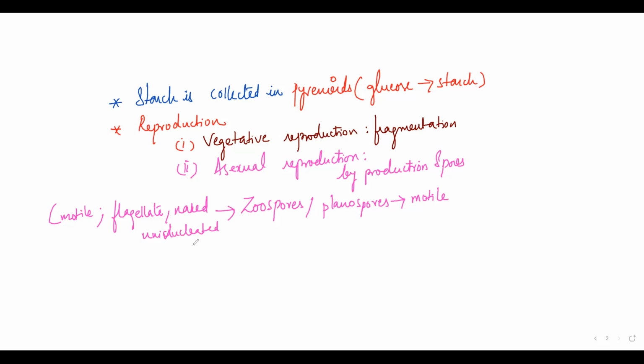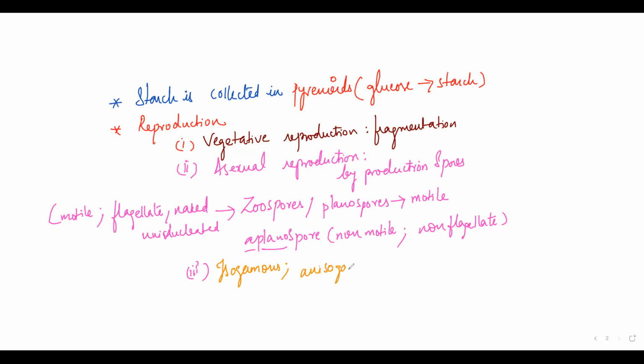These are the zoospores. And there is another category of spores here, aplanospores, which are non-motile. These are non-motile and non-flagellate, they do not have flagella. And sometimes they even employ the sexual reproduction process, which may be isogamous, anisogamous, and even oogamous also.